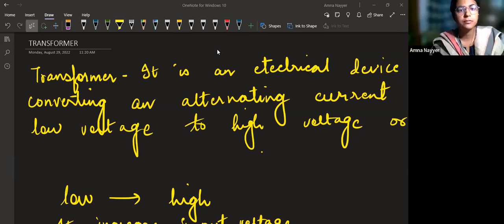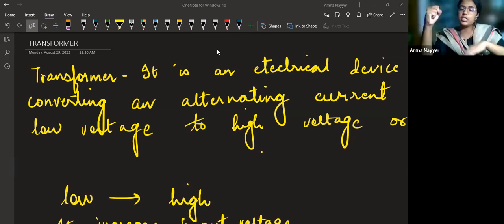Transformer is basically a device that converts alternating current which is at low voltage to alternating current which is at high voltage. This is one possibility.